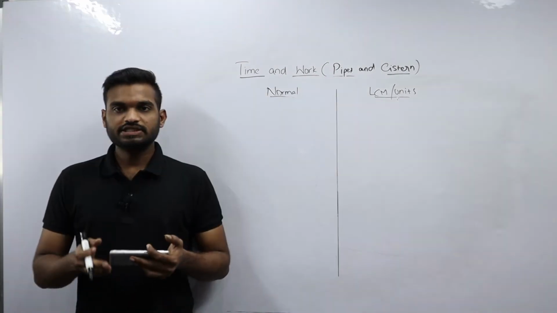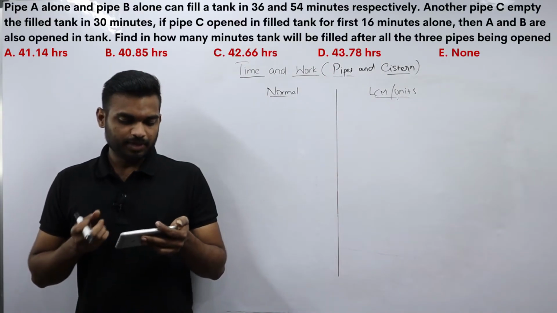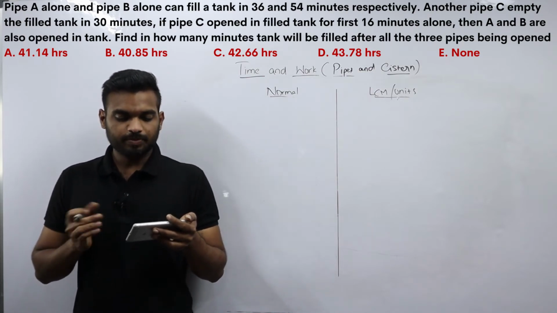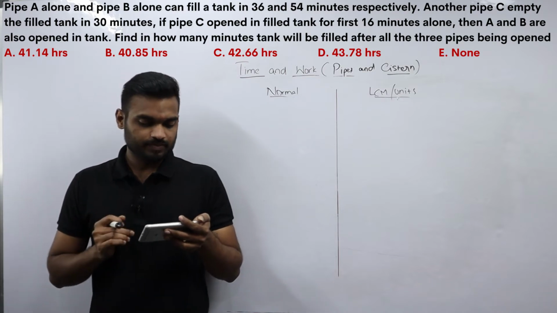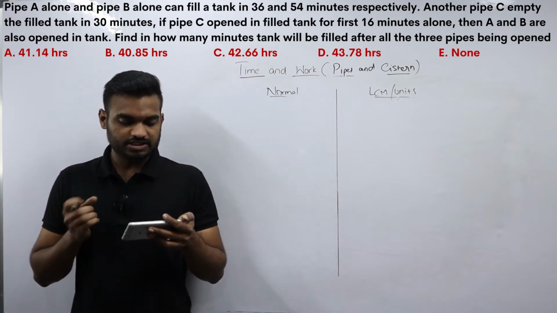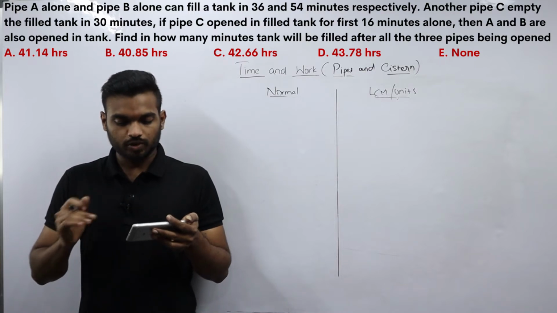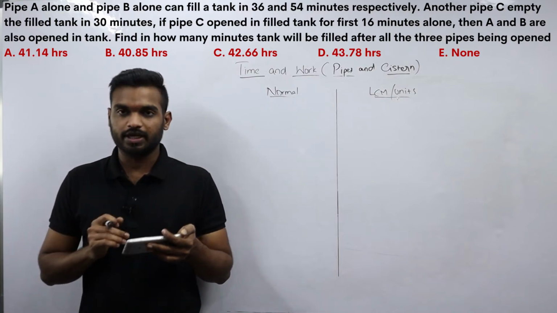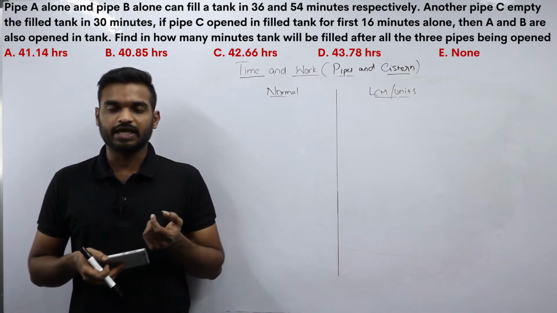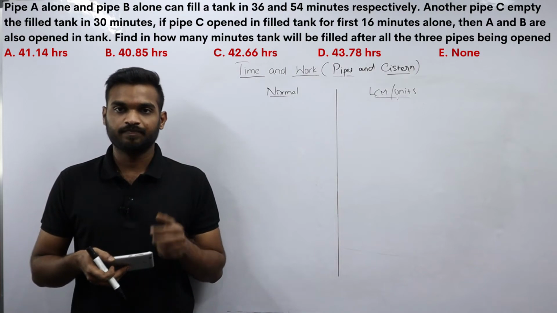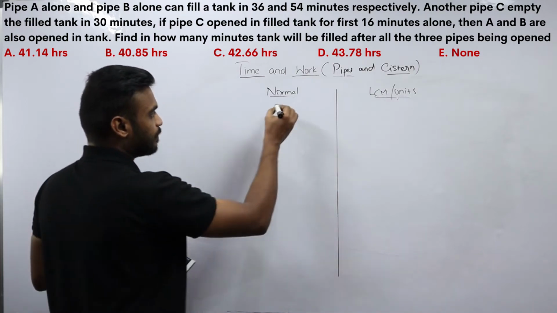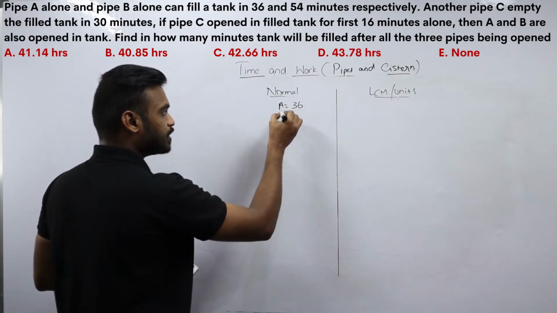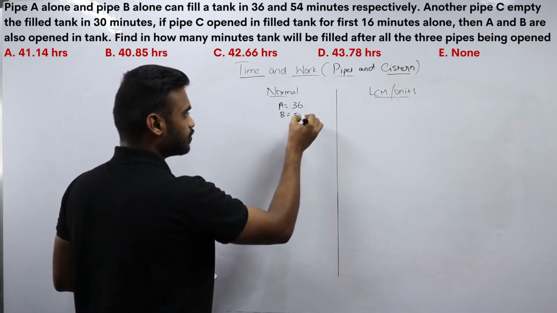Now let's see the third problem. They are saying that pipe A alone and pipe B alone can fill a tank in 36 minutes and 54 minutes. Another pipe C can empty the tank in 30 minutes. If pipe C is opened for the first 16 minutes, and then A and B are also opened, find in how many minutes the tank will be filled after all the 3 pipes are opened. So we need to find the total time taken for all the 3 pipes to fill the tank. Pipe A can fill the tank in 36 minutes and pipe B can fill the tank in 54 minutes.